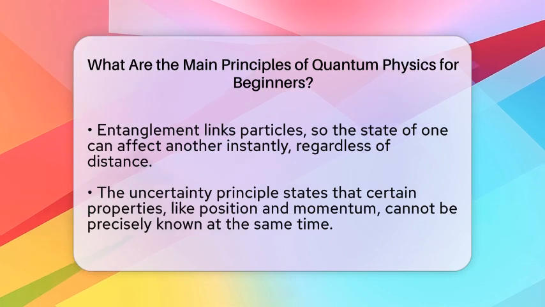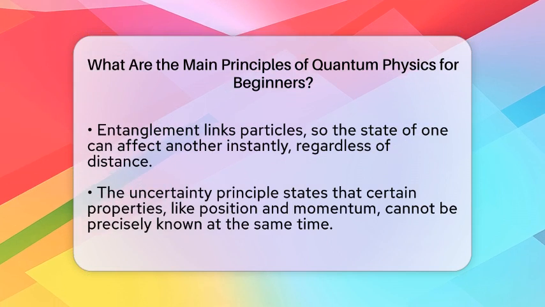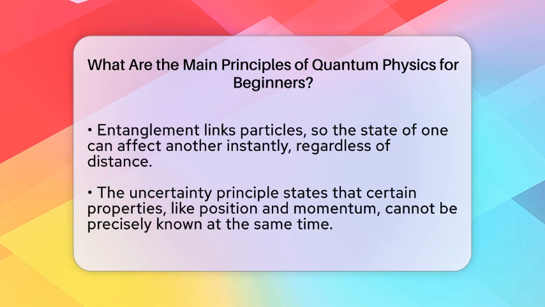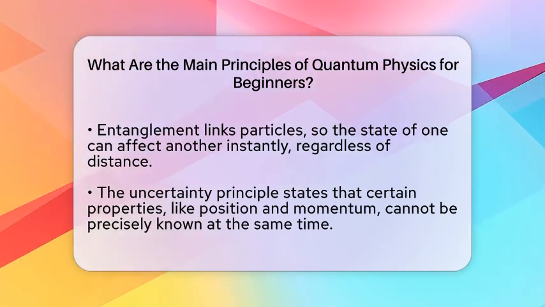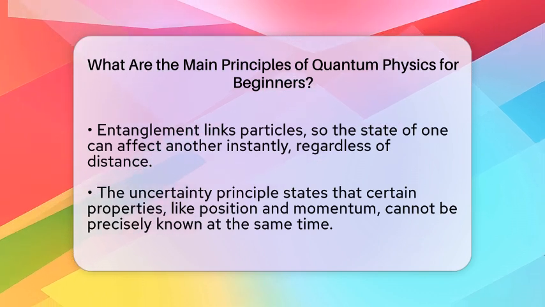Entanglement is a principle that describes how particles can become linked. When this happens, the state of one particle can instantly affect the state of another, regardless of the distance separating them. This phenomenon raises questions about how information is transmitted in the quantum realm.